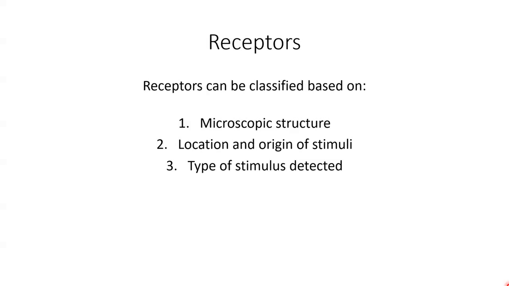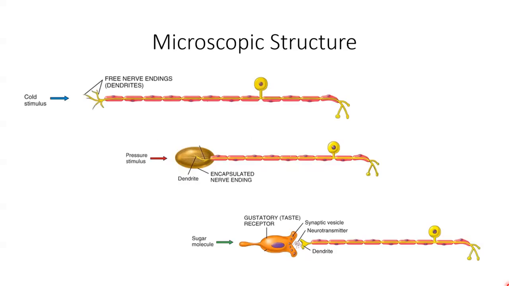Now, we have many different types of receptors, and they can be classified based on both their structural and their functional characteristics. Generally, they will fit into one or more categories based on their microscopic structure, the location of the receptors and the origin of the stimuli that activate them, and also the type of stimulus that is detected. So if we start by looking at the microscopic structure, on a microscopic level, sensory receptors are usually made up of one of the three following structures.